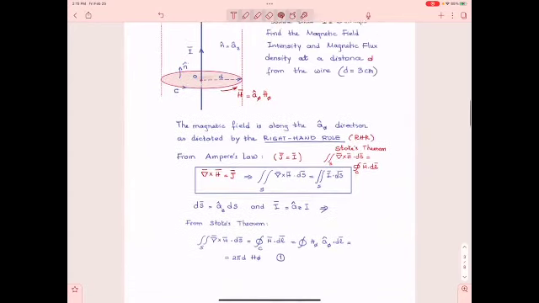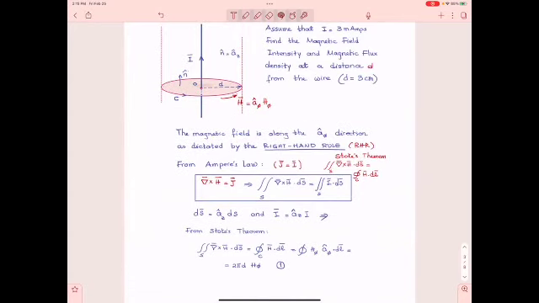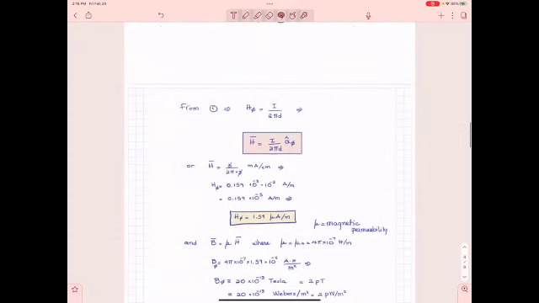If D is the distance, I go to a point in space here. Let's assume that's where I am as an observer. My distance from the current is D, and I measure the magnetic field. What I find is that the magnetic field changes as 1/D from an infinitely long current.